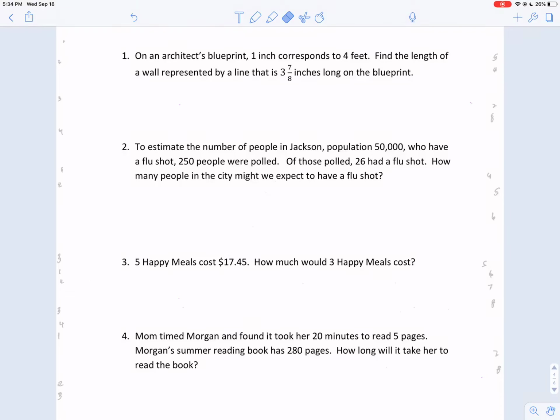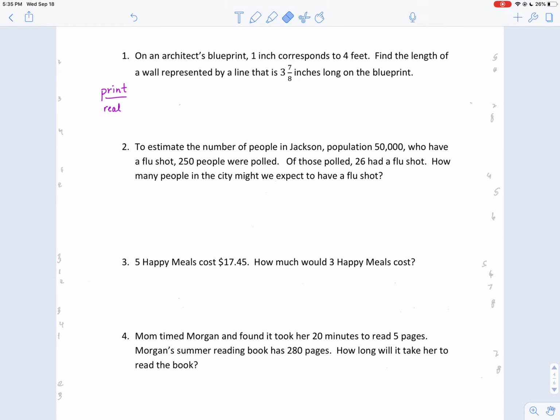In this video, we're going to use proportional reasoning to actually solve some problems. So the very first one is comparing an architectural print to the real thing. So we have an architectural print where 1 inch corresponds to 4 feet. We want to find the length of an actual wall when the print shows the wall to be 3 7/8 inches long. So first, we've got to set up our ratio to be consistent.